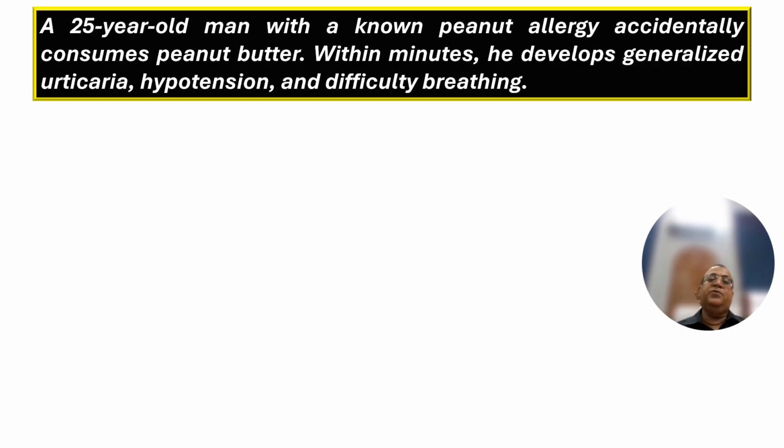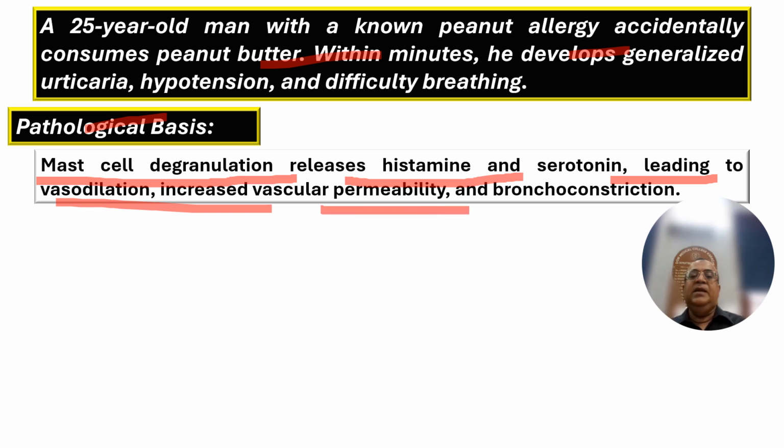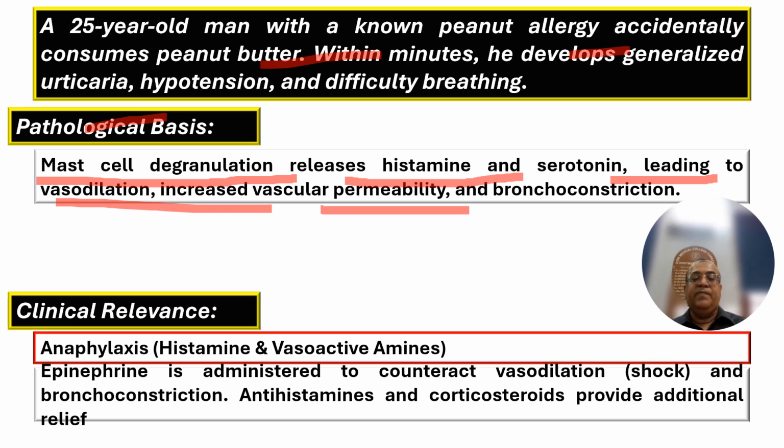A 25-year-old man with a known peanut allergy accidentally consumes peanut butter. Within minutes, he develops generalized urticaria, hypotension, and difficulty in breathing. The pathologic basis for this condition is degranulation of mast cells that release histamine and serotonin, which lead to vasodilation, increased vascular permeability, and bronchoconstriction.